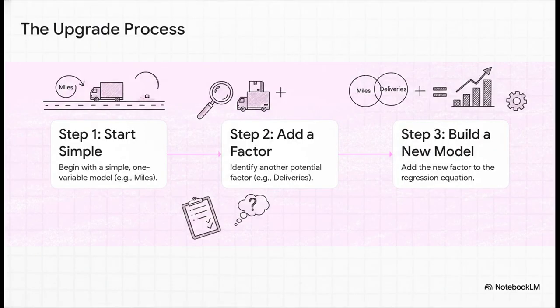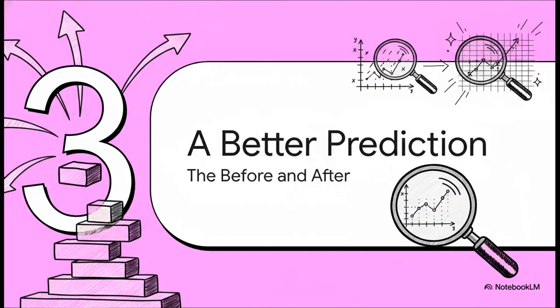And the process is actually pretty straightforward. We start with that simple one-factor model we had. The managers at Butler Trucking had a hunch that the number of deliveries was a big deal. So you just add that second variable, deliveries, right into the mix. So what actually happens when we add that new factor?